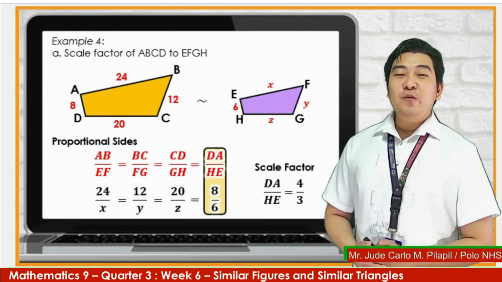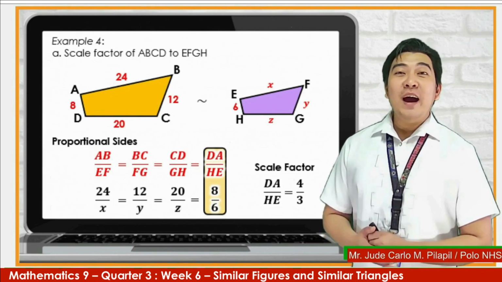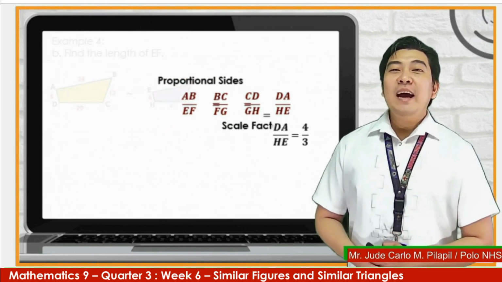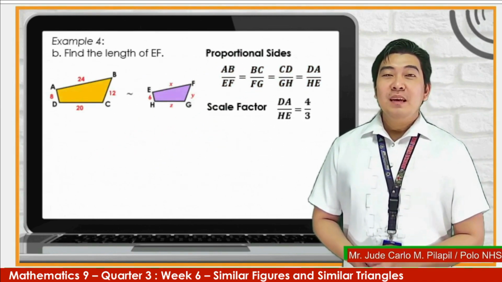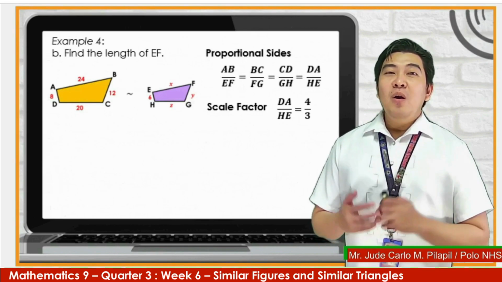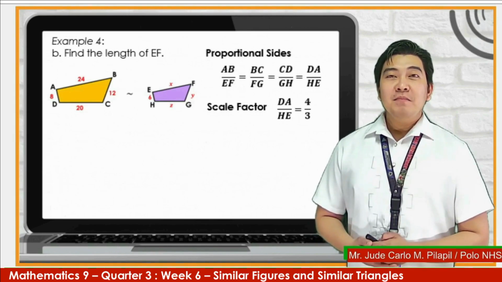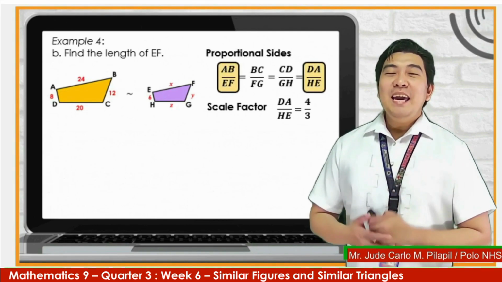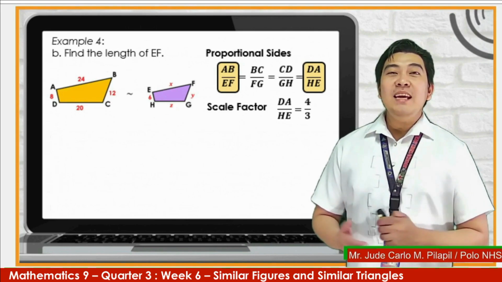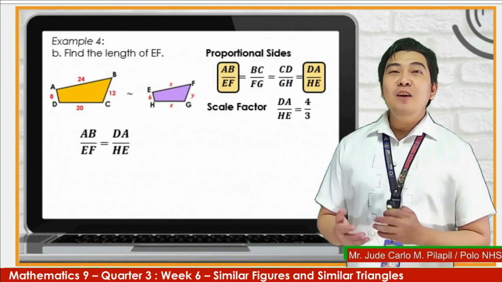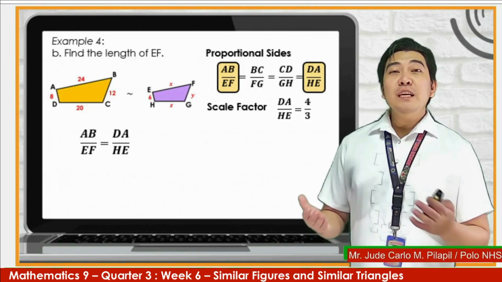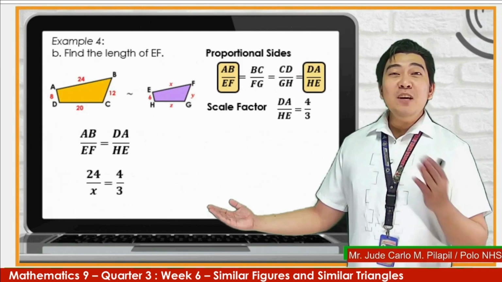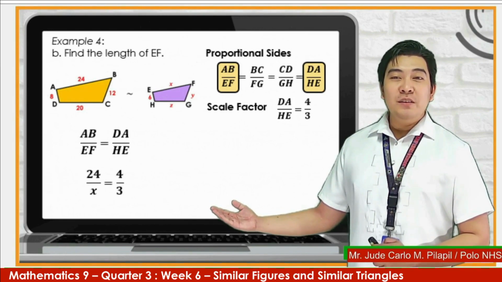Out of this scale factor, we are now ready to find the measures of the lengths of the missing sides. Let us find the length of EF. We need to find the ratio with EF in it. So we will be using? Correct. AB over EF and equate it to our scale factor DA over HE. Substituting the measures, that will become 24 over x is equal to our scale factor 4/3.